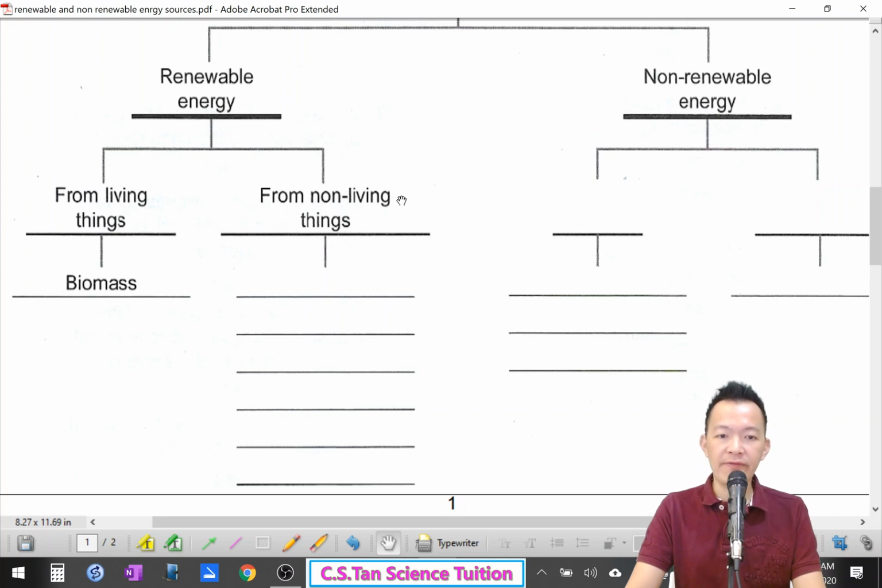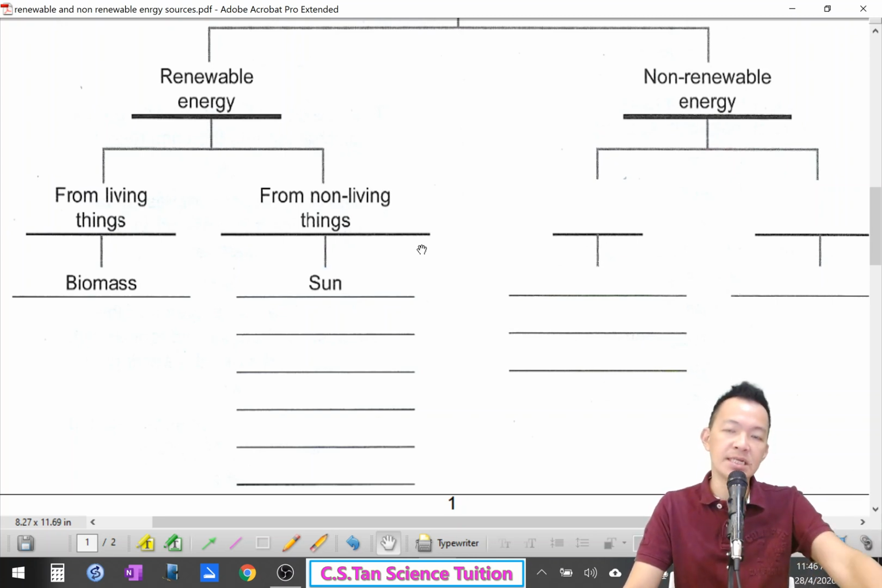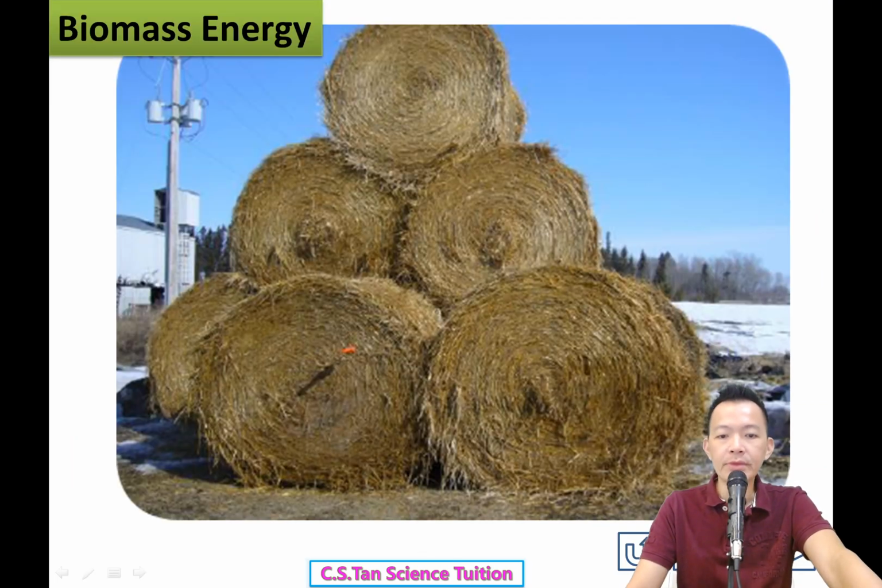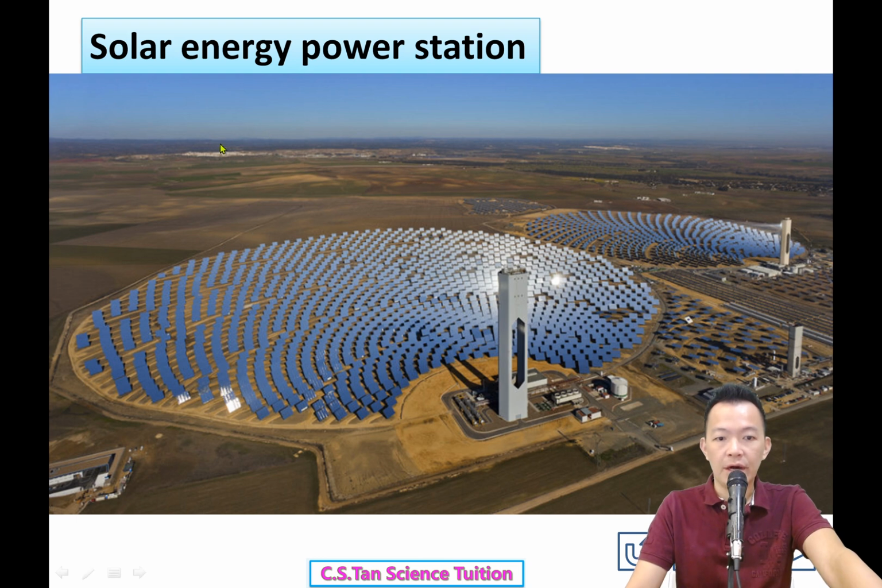So biomass, 生物质就是一种能. Renewable, yes, renewable. 只要有生物就有这种能，对不对? But not the best energy. Next, from non-living things, 来自非生物又能更新的能源. An example: the sun, 太阳能呢? Or this is a solar energy power station, 就是太阳能发电站. So in the future, maybe we are going to develop it, but not only in the future. We are undergoing the development process.